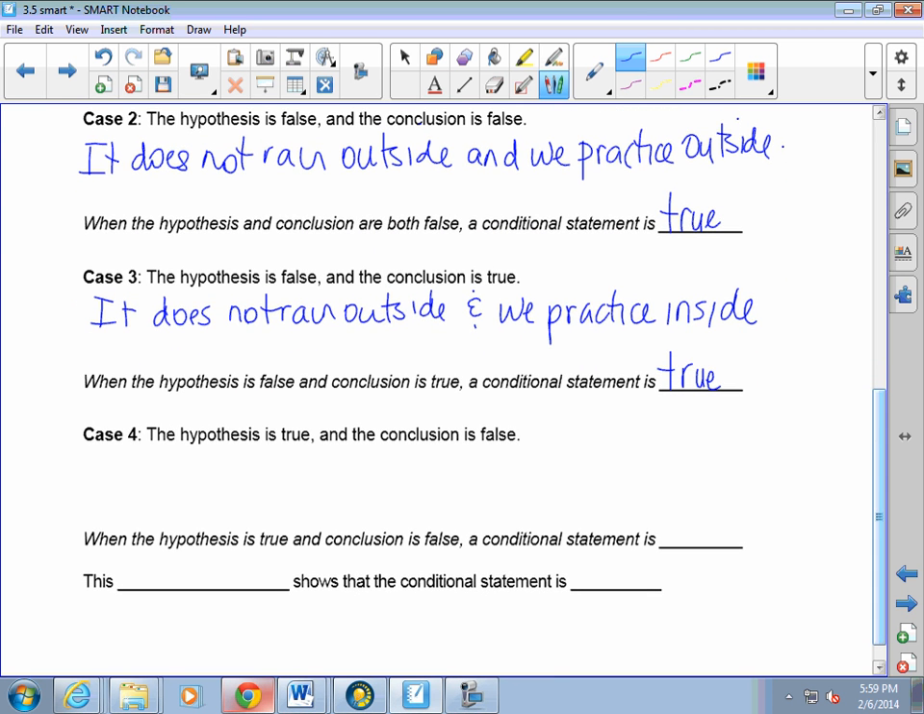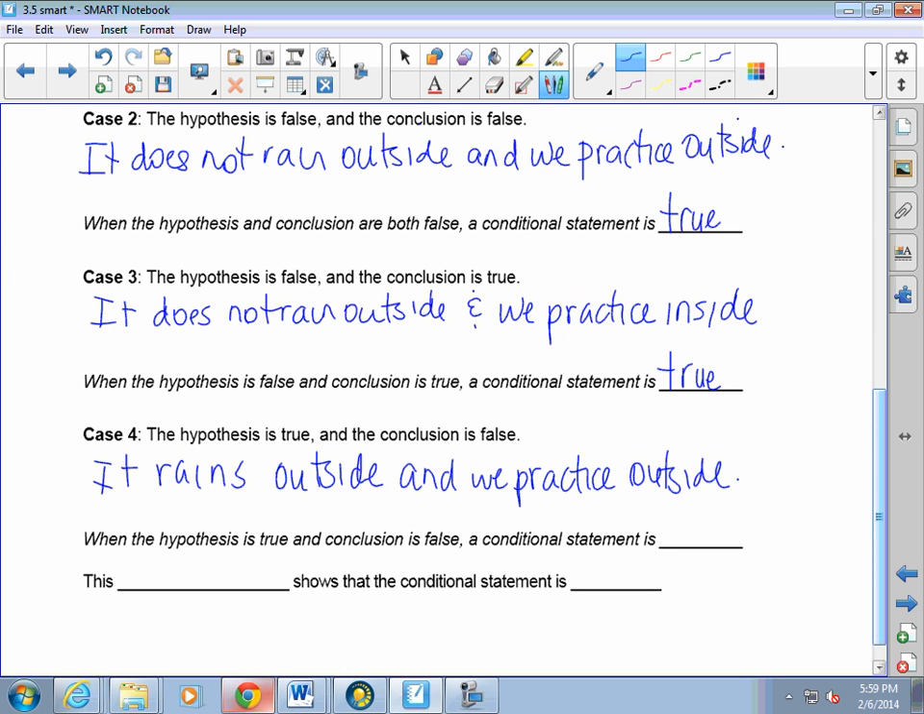Case 4 says the hypothesis is true and the conclusion is false. So in that case, it would be it rains outside, and the conclusion to be false would be and we practice outside. So when the hypothesis is true and a conclusion is false, then the conditional statement is false.